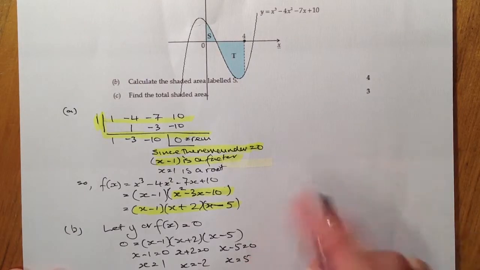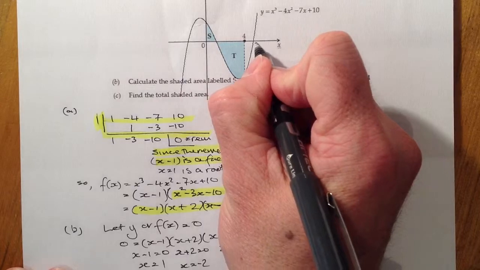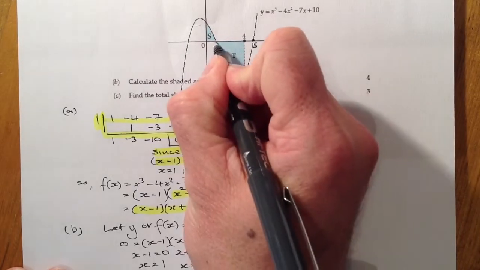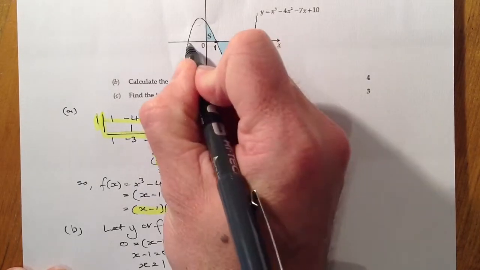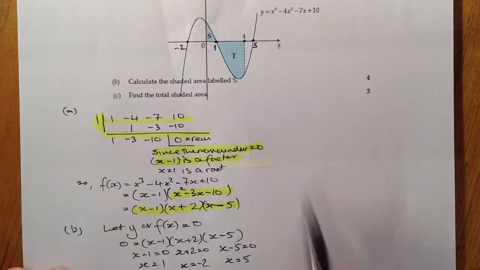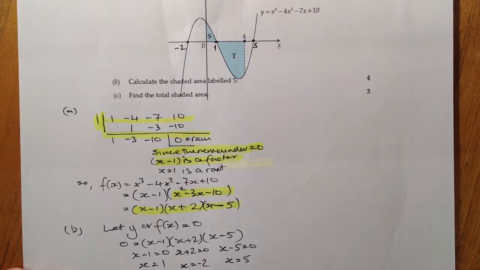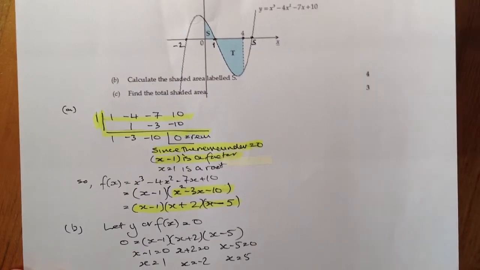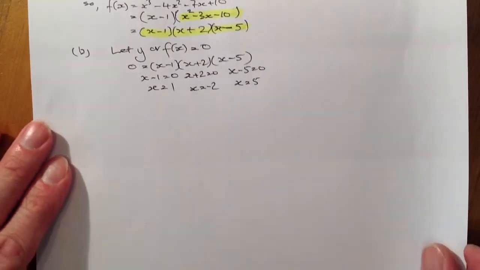So what I can see on the diagram up above is that there is the point 5, that there will be the point 1, that there will be the point minus 2, just coming from the roots that I've got there, and that's going to help me set up my integral for working out the area of S. Right, so let's go ahead and do that just down below.